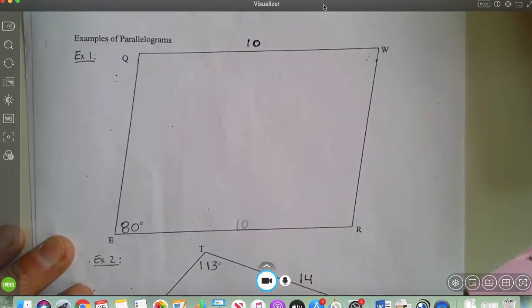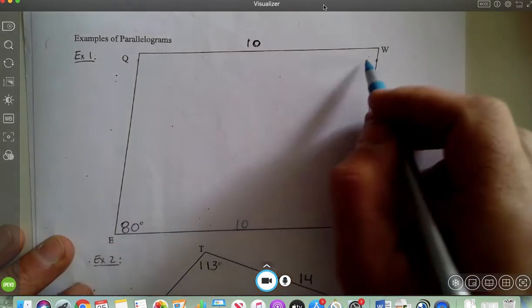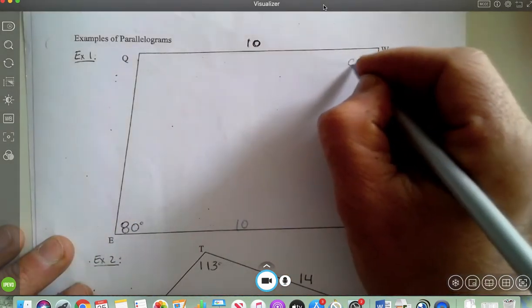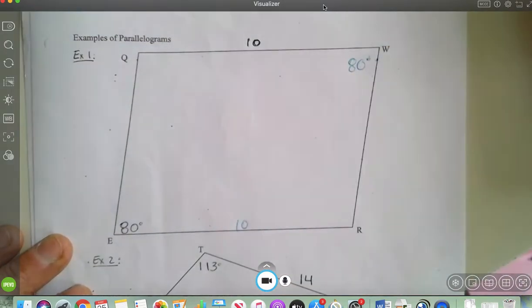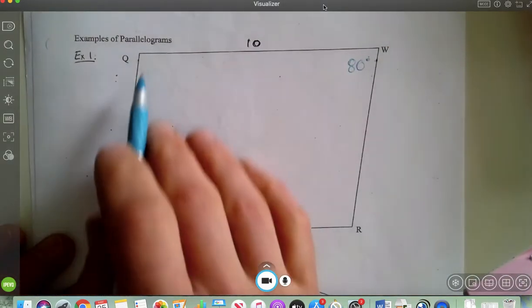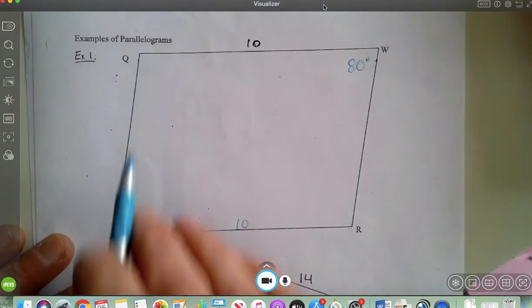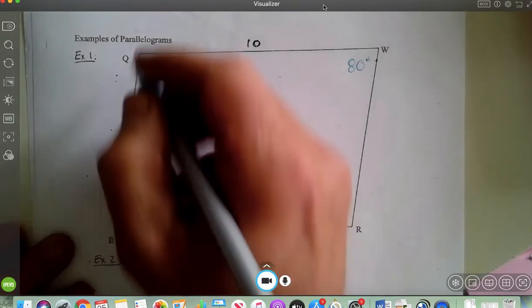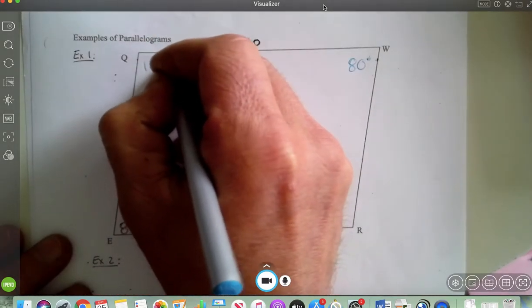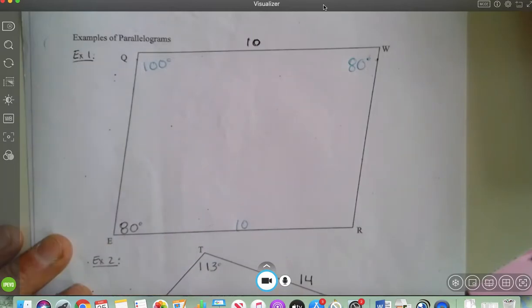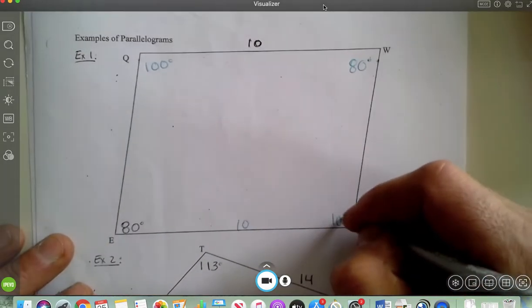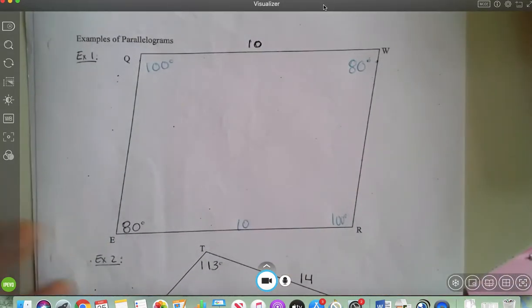Our properties tell us opposite angles are congruent. So if this is 80 degrees, that's 80 degrees. Our properties also told us that consecutive angles add up to 180, or supplementary. So that's why this is going to be 100. 180 minus 80 gives us 100. So that's going to be 100 there as well. Opposite angles are congruent.